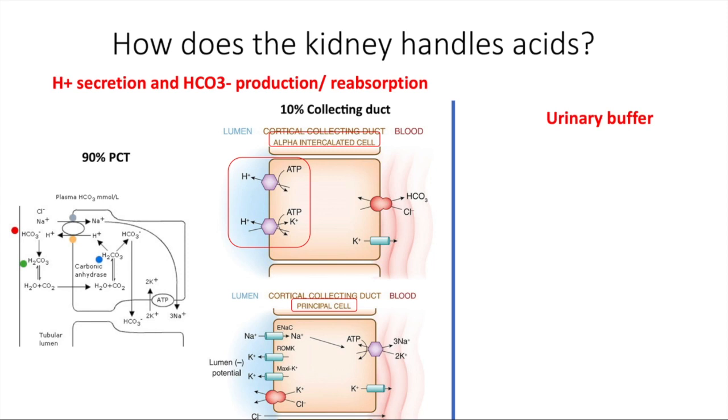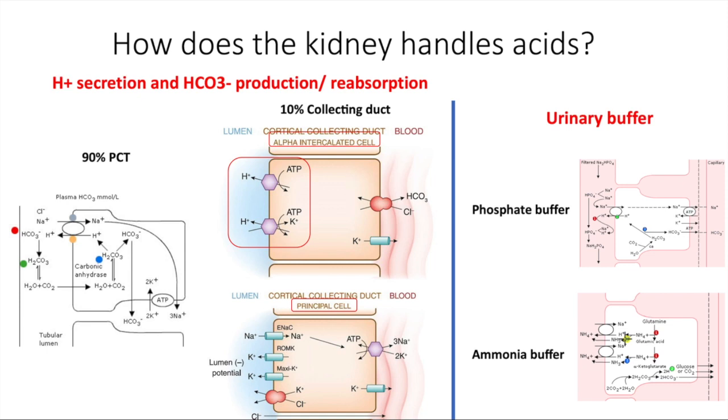Aldosterone increases hydrogen secretion by increasing the hydrogen ATPase in the apical membrane of the intercalated cells. It also acts on potassium channel in principal cells. It explains how aldosterone increases the hydrogen and potassium excretion.